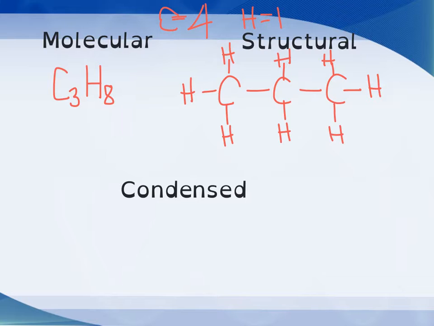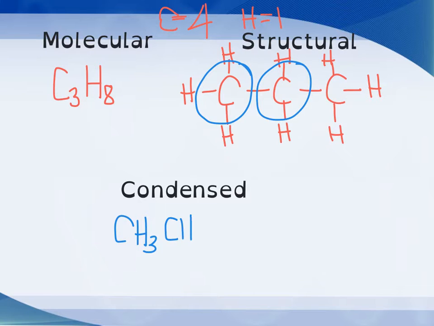Now, the condensed formula looks sort of like this. You're going to take the information provided to you around each carbon and you're going to condense it. So in this first carbon, we have CH3. And in the next carbon, we have CH2. And in our last carbon, we have CH3 again. So this is the condensed structure of C3H8. So you can see that they're all giving you the same information. It's just shown differently to give you different information and make it maybe easier to write in a textbook or to understand what it is you're working with.